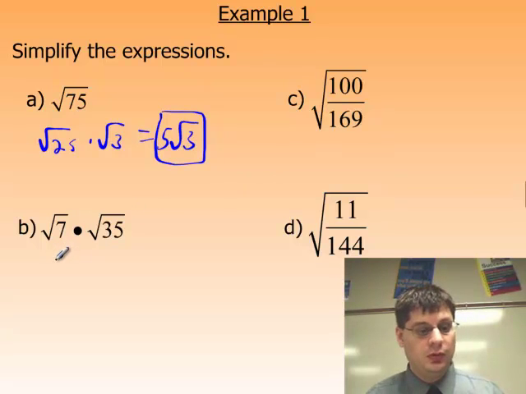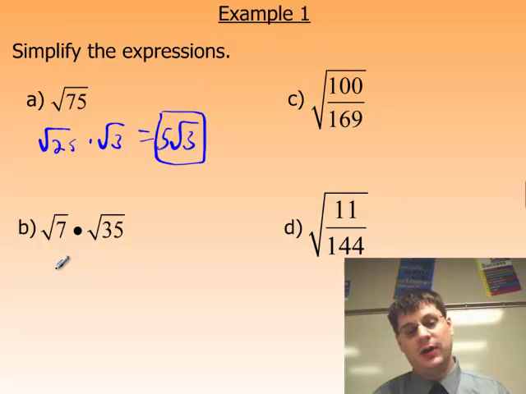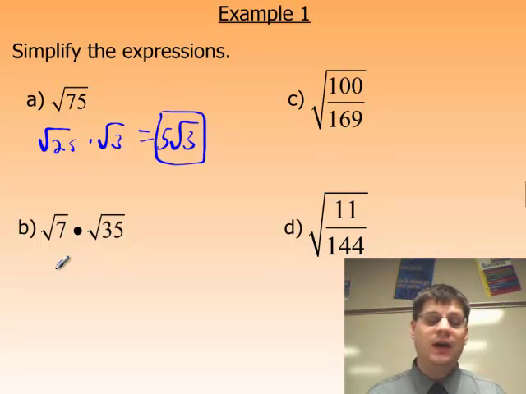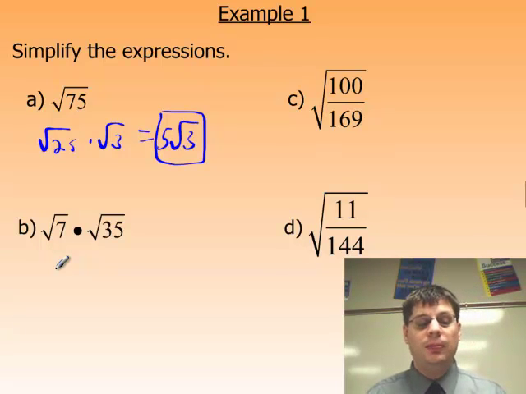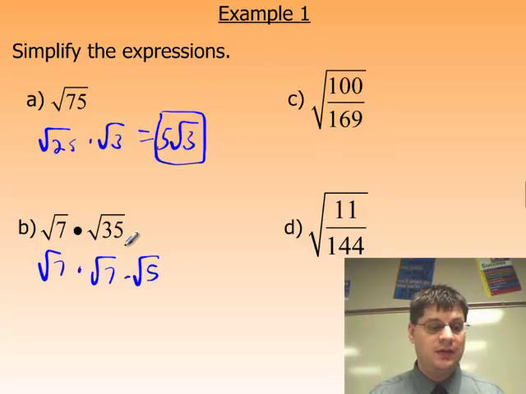For B here, we'll give a slightly different one. We have the square root of 7 times the square root of 35. Now, if we look at them individually, the square root of 7 and the square root of 35, 35 doesn't have any perfect squares, and 7 is a prime number. But since we're multiplying them together, I could rewrite the square root of 35 as the square root of 7 times the square root of 5. So 35 is 7 and 5, which gives us that.